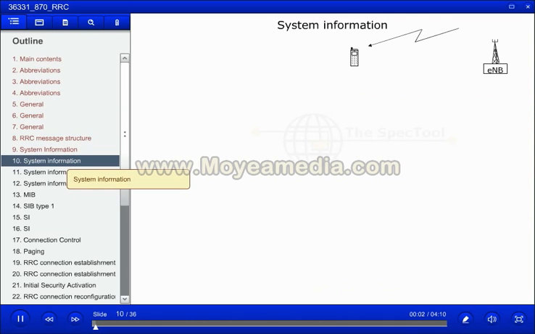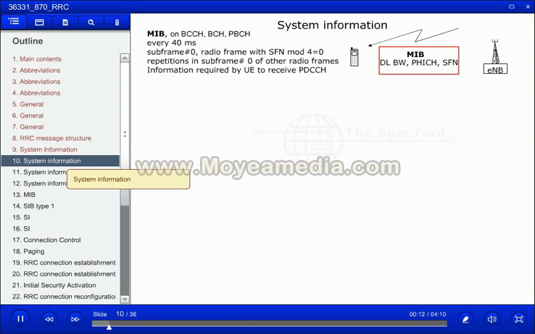The system information is organized into 3 types of messages, all delivered with a certain periodicity. MIB is delivered with a periodicity of 40 milliseconds and with 3 repetitions within this period. The first transmission is sent in subframe 0 of a radio frame for which the system frame number is a multiple of 4, and with repetitions in subframe 0 of other radio frames. As mentioned before, it includes downlink bandwidth, physical HARQ indicator channel configuration, and system frame number.